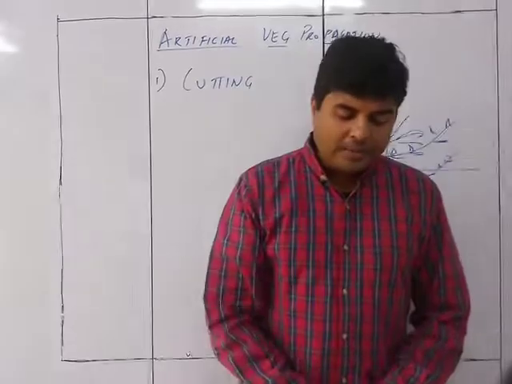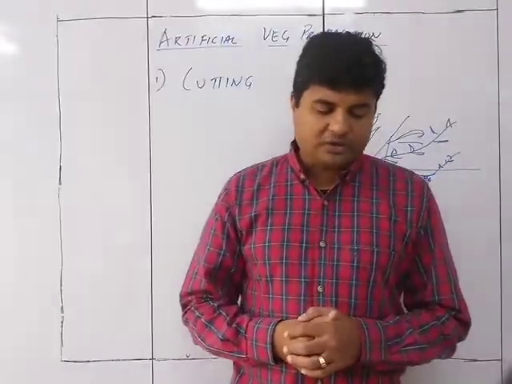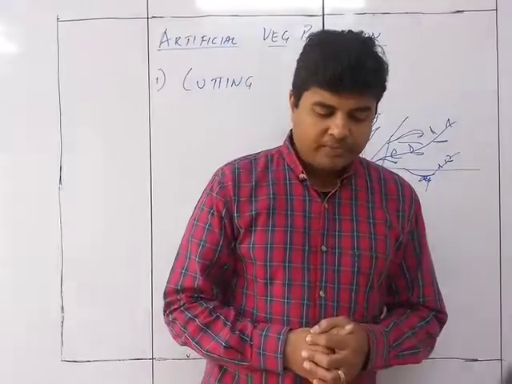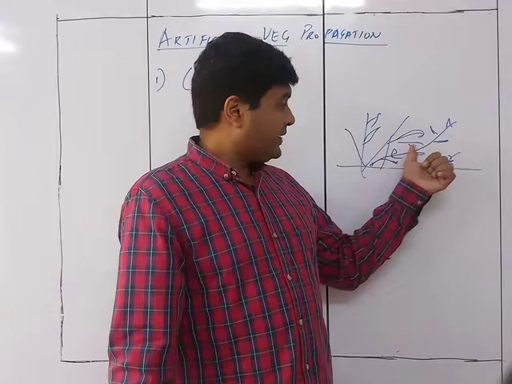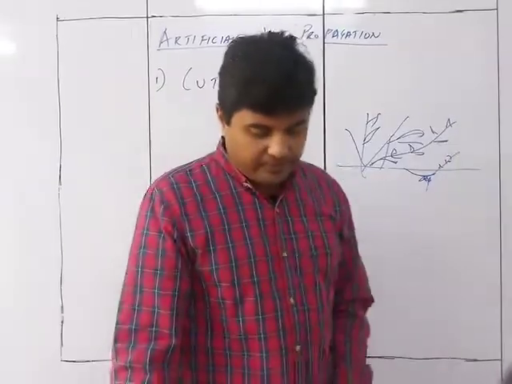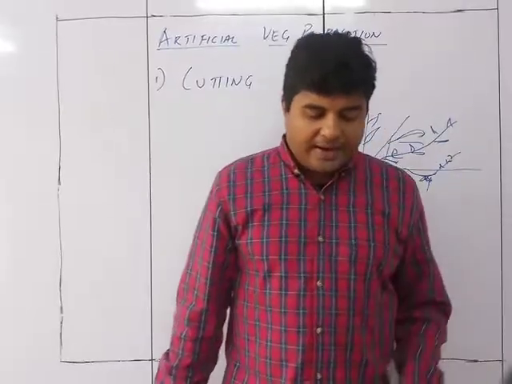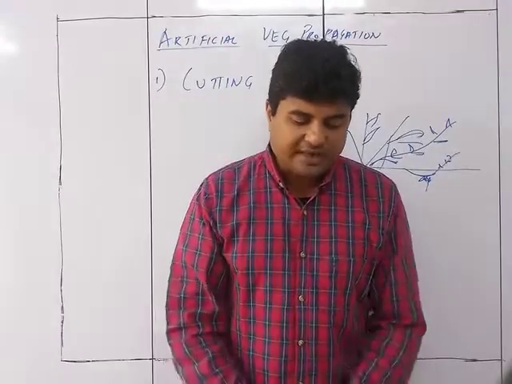So in this method, a portion of one of the lower branches of the plant, with an auxiliary bud at a node, is bent down into the ground so that it touches the soil. Okay, so this was bent down so that it touches the soil. A ring of bark is removed from its portion, which is then covered with soil.